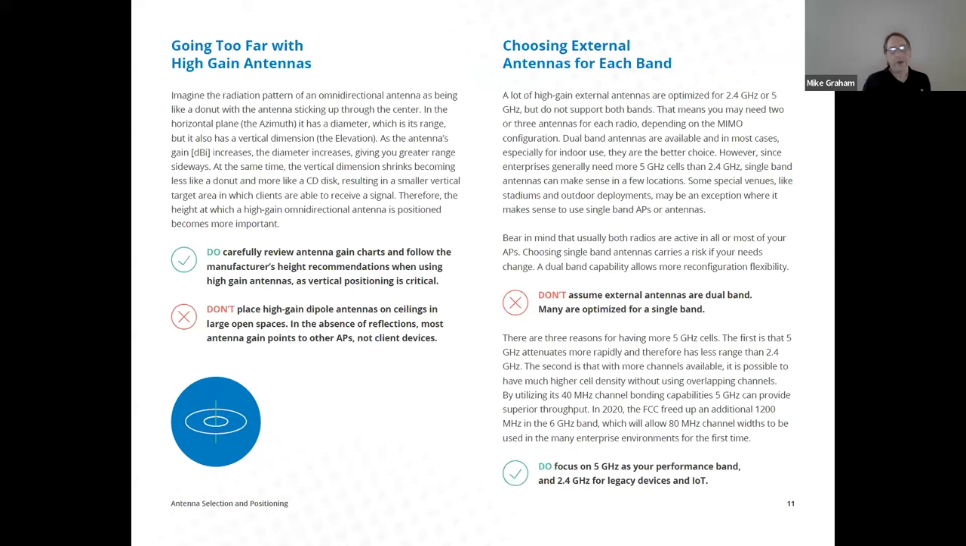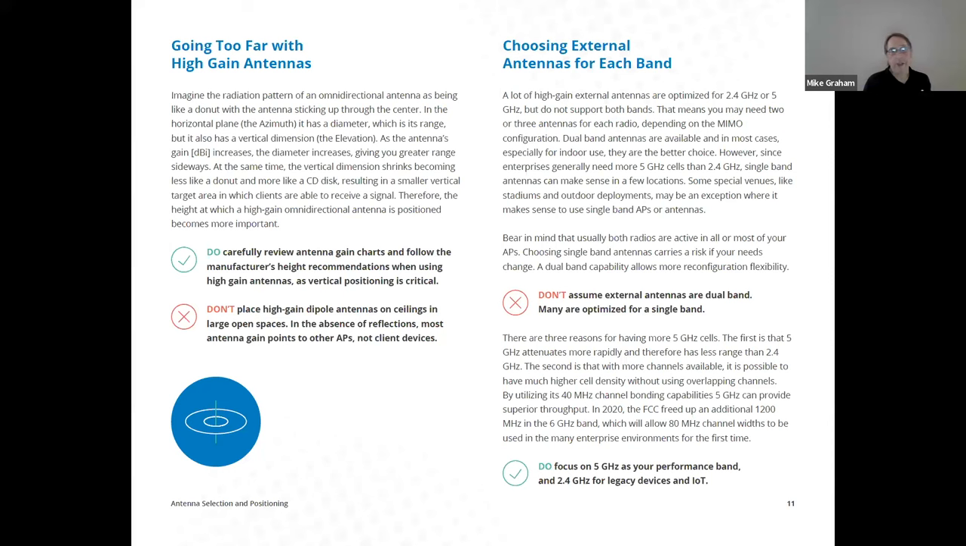We talked about this a little bit, going too far with high gain antennas. And really, there's sort of two going too fars. One of those, as I mentioned, as you get to really high gains, the pattern gets very thin. So you can easily end up in a situation where all of your energy is above your clients. So your clients actually have fairly poor coverage, even though you have giant antennas in the ceiling. All the power is in the ceiling.